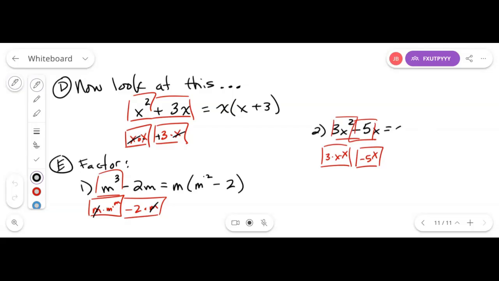Okay, you are correct. I can only take an x out of both of those boxes. I have left 3x minus 5.